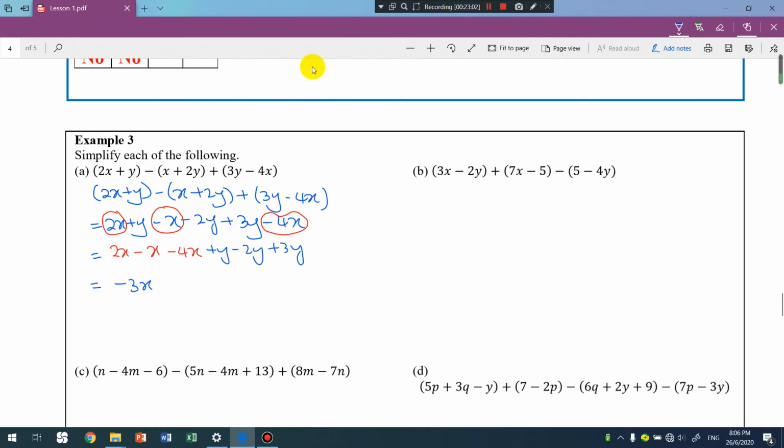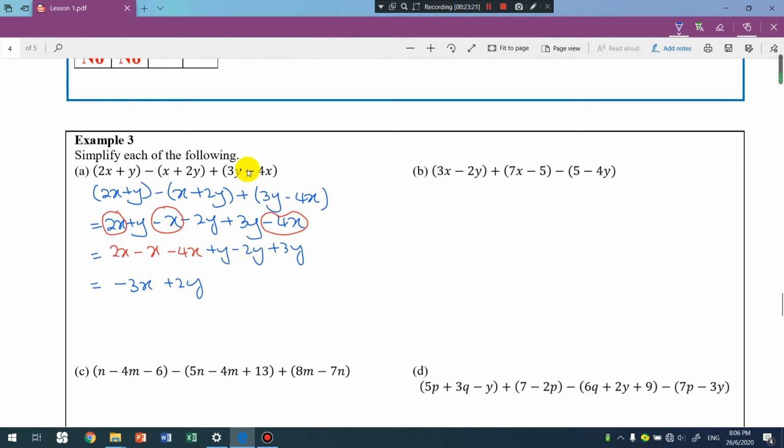Or you can press your calculator. When you press your calculator, right, you don't have to press the x. You just press 2 minus 1 minus 4. You get the answer, negative 3. But don't forget, you have to write the x also. So how about this one? 1 minus 2, you get negative 1. Plus 3, you get 2.